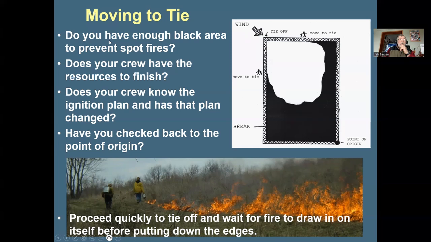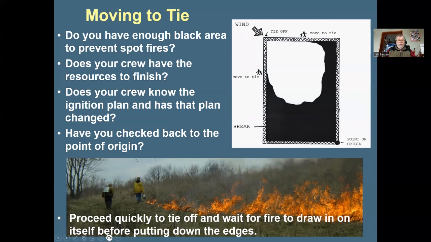And so again, all of these, before you move to tie, you want to know, do you have enough black area to contain the ring fire? Does your crew have all the resources that they need to finish? And if not, you need to acquire them. Does your crew know the ignition plan, and has that plan changed? And does the crew know the new rendezvous point? Have you checked back to the origin? Do you know where your crew is? All of those things are important to ask.